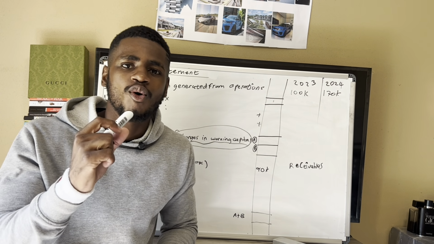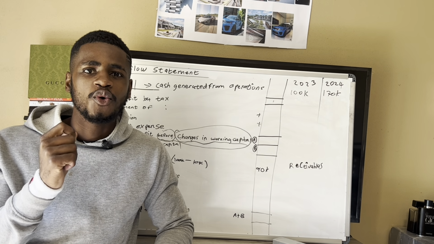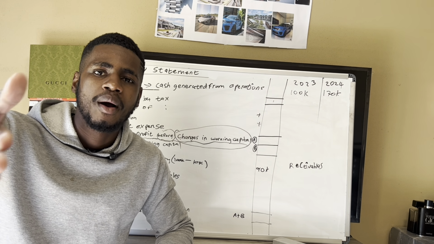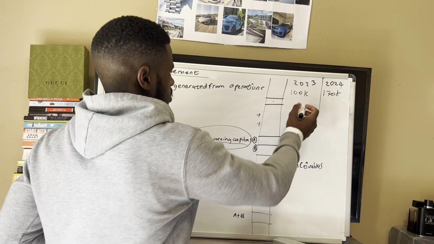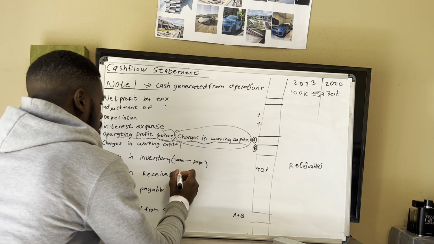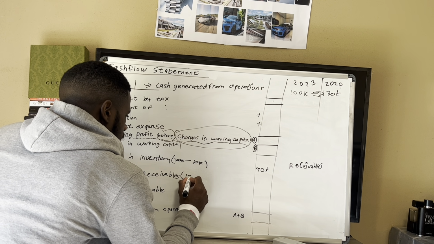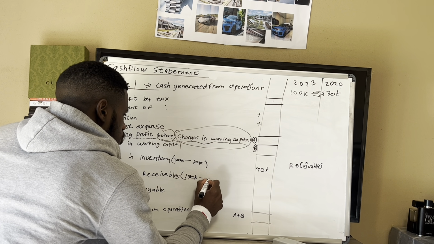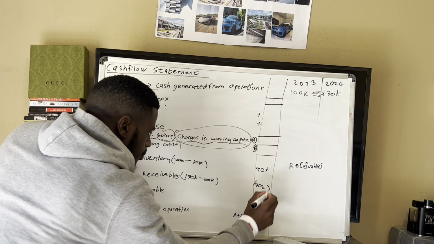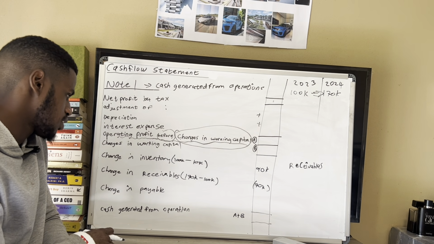Is that an inflow or an outflow? Yes, it is an outflow because you gave them more credit or more money. So this here is an outflow of how much? 70,000. So when you go to your receivables and say 170,000 minus 100,000, 70,000 in brackets, because this is an outflow of cash.